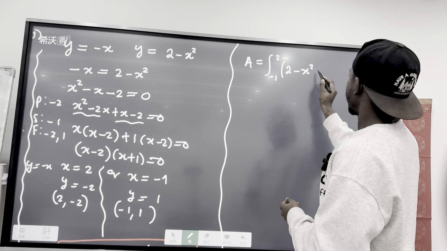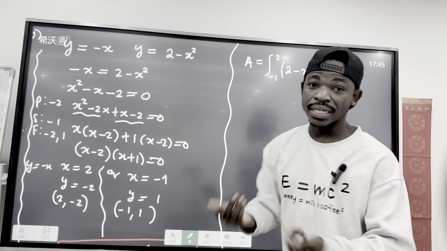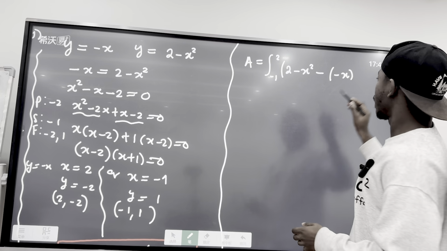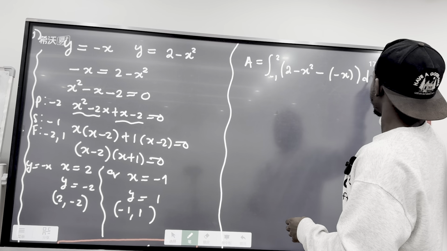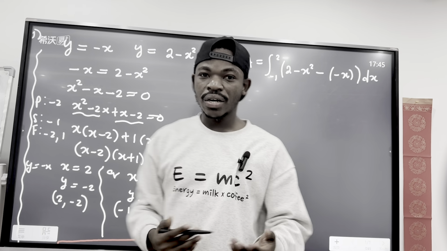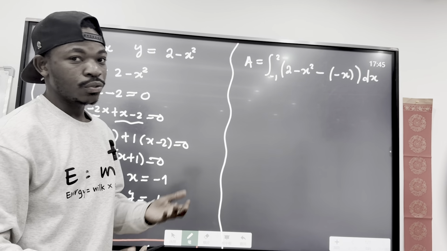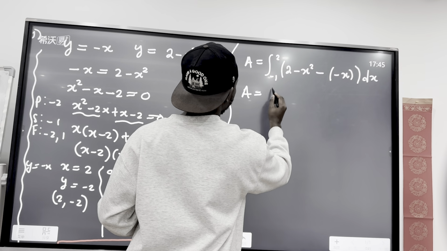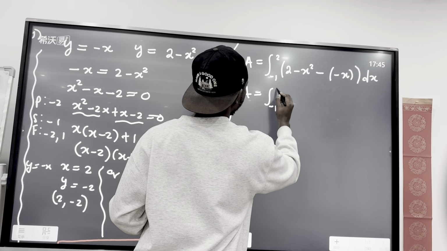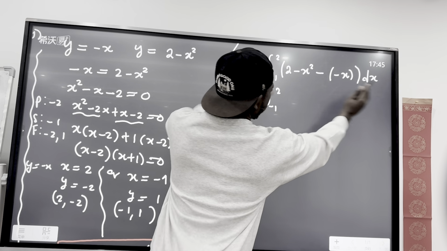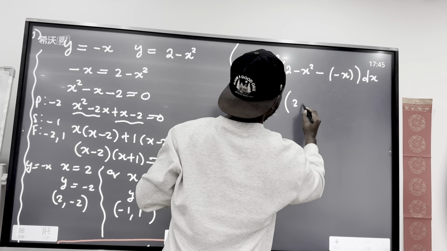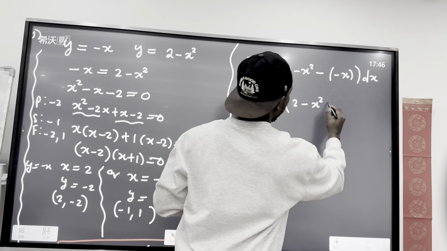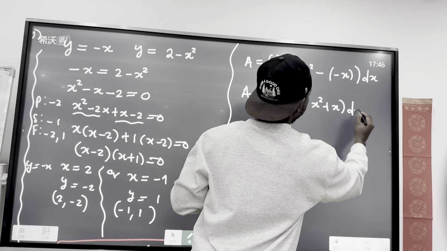Then minus the lower function. The lower function was -x. So minus -x, like that, okay? Then I'm integrating this with respect to x. So once you write down your integral like that, then you just need to start computing it. So let's find the area of the shaded region from -1 to 2. Let's simplify what's inside there. So 2 minus x squared. Negative times negative there is positive. So plus x, then dx like that.